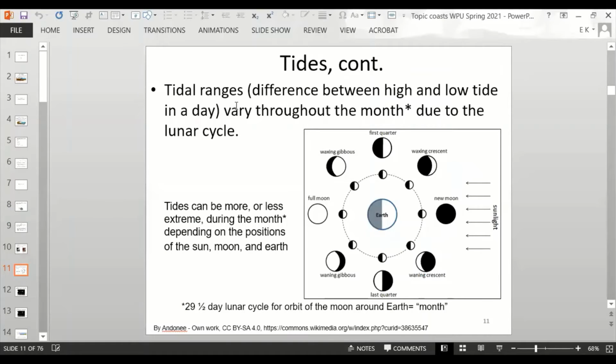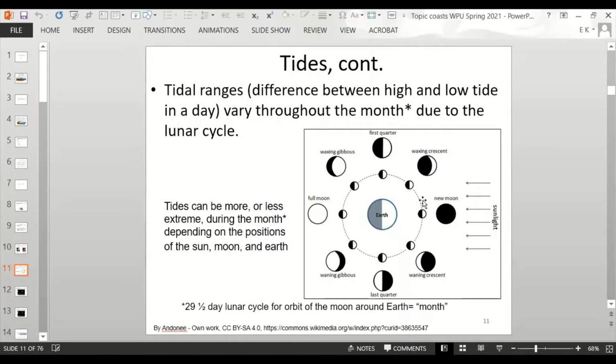So the tidal ranges, or the difference between high and low tide in one day, vary throughout the month due to the lunar cycle. The lunar cycle is 29.5 days. That's the amount of time it takes for the moon to go around the Earth. So tides can be more or less extreme during the month, depending on the positions of the sun, moon, and Earth, and their alignment together.